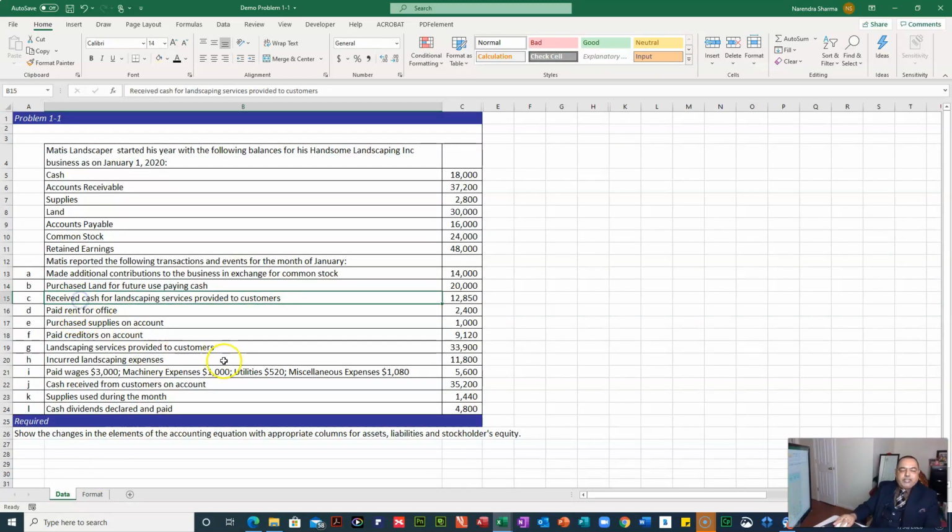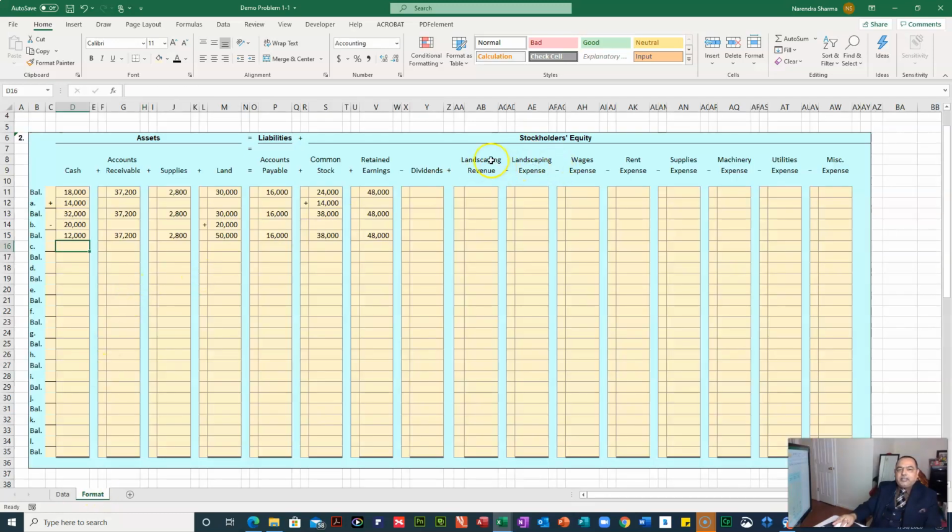In transaction C, it says received cash for landscaping services provided. So you have received cash, and of course cash will be increasing. And what about the landscaping services? It is a revenue that I have earned, so that is why I'm going to take that to the landscaping revenue. Here you see the landscaping revenue. The amount for C is going to be plus 12,850, and of course, in the landscaping revenue as well, it is going to be plus 12,850.